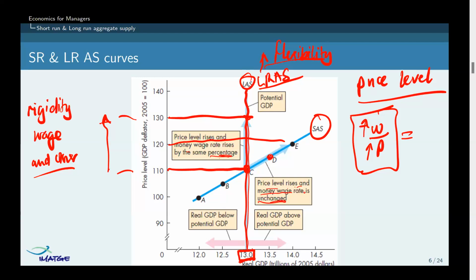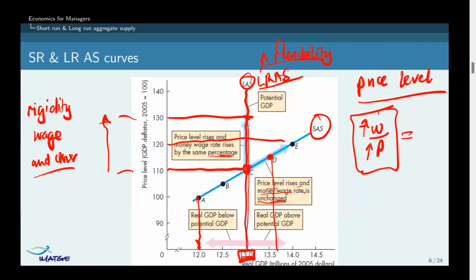Production, right? Any production level that falls below the potential GDP, we are operating below what? Full employment. Here, we are operating above full employment. But in the long run, it is assumed that the economy will be at its potential. This is theory, right?